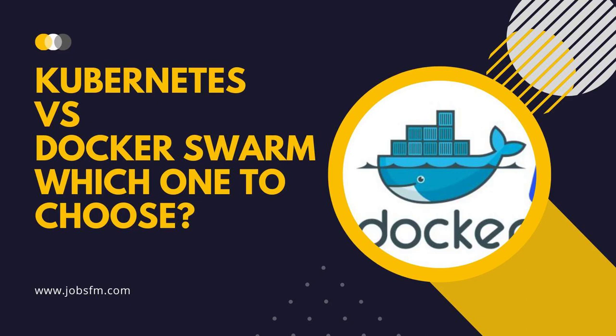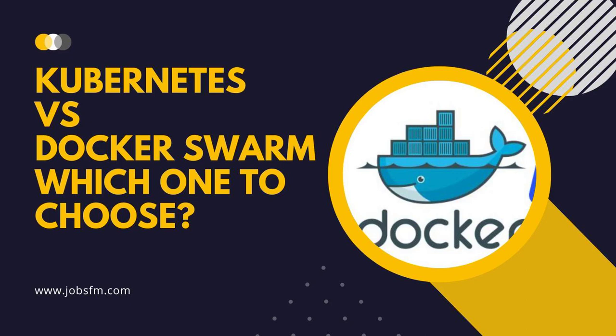Kubernetes and Docker Swarm are two popular tools for orchestrating containers. Both tools provide similar features and functionality, such as automatic scaling, load balancing, service discovery, and self-healing. However, there are some key differences between the two tools that can affect which one you choose for your container orchestration needs. Here are a few factors to consider when choosing between Kubernetes and Docker Swarm.